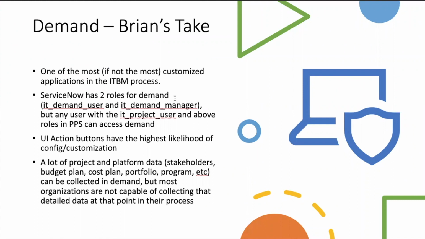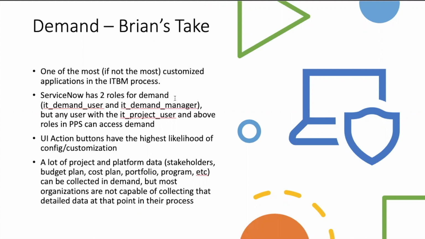Again, it is typically the most customized piece of the process that I have seen. Again, specifically with the process flow and it being siloed, there's usually more than one demand approval group when it goes to the different stages. So just be ready for that with the demand function.